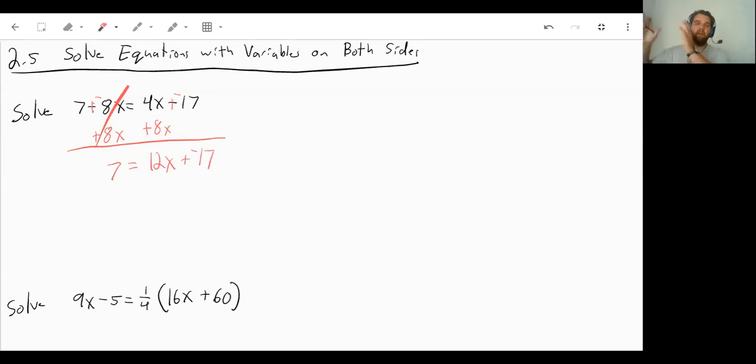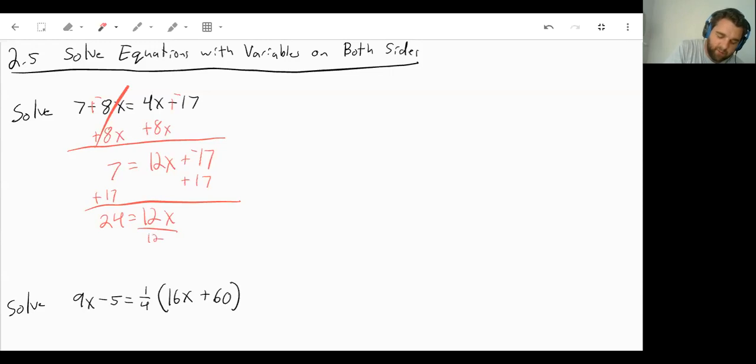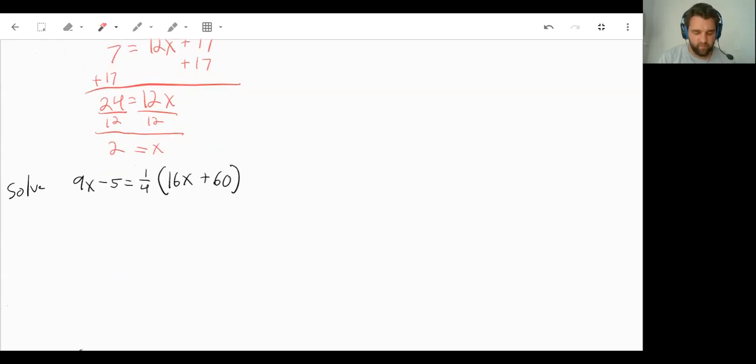Now, let's go and get that negative 17 over to the other side. So that means you'd have to add a positive 17 to both sides, which would get us 24 equals 12x. Well, now we can divide both sides by 12 to get x by itself, and x is going to come out to be 2. That wasn't so bad. Let's try another one.